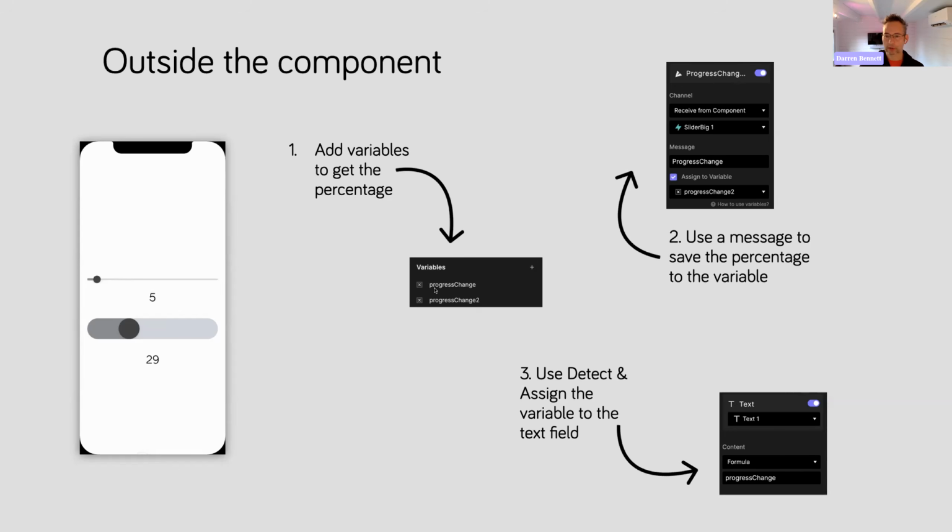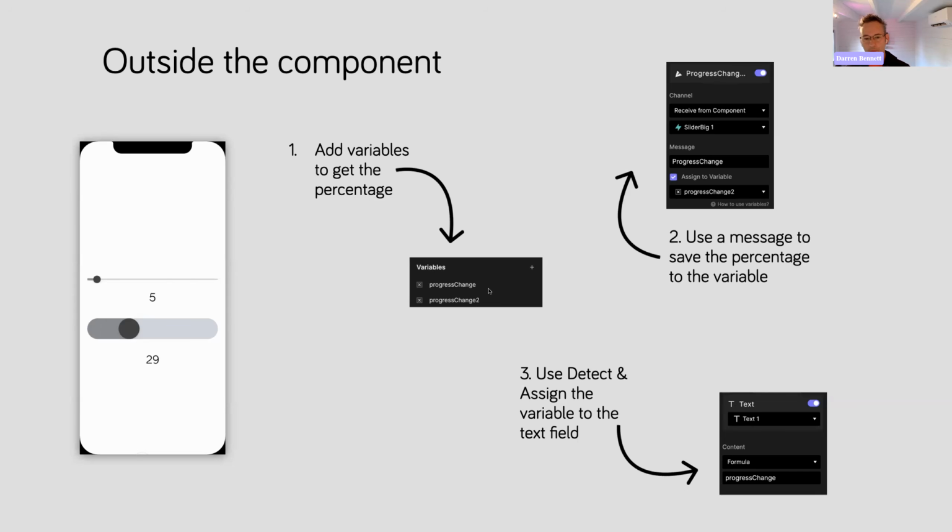Okay, so I've got my variable set up. There's just 2 here because I've got 2 sliders in this prototype. And this is kind of what the receive response looks like. So when I receive, and I'm using receive from component here, as opposed to bouncing it off the scene, I'm actually talking directly to a particular instance. And I've got a message that is going to broadcast called progress change. And as soon as I get that message, I'm going to write it to this variable.